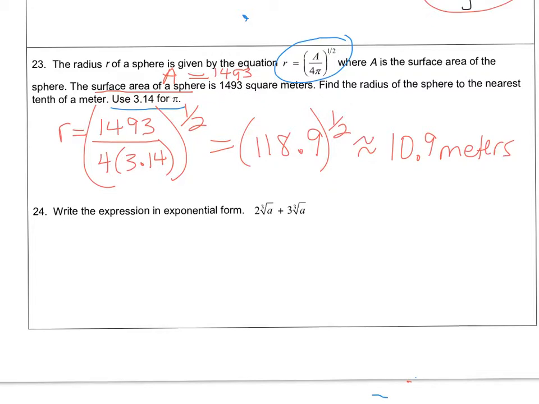Okay, so really as long as you kept your wits about you and just plugged everything in. We knew that the capital A, the surface area, was 1493, so I plugged that in at the top. And then I went ahead and used the 4 and the number they gave me for pi, just the 3.14. All of this whole thing raised to the 1/2 power. So I used my calculator and just calculated what was inside first. Just got the answer to this, which is 118.9. And then I used my calculator again and raised that to the 1/2 power. And that gave me my approximate answer, as I did round it to the 10th, as 10.9.